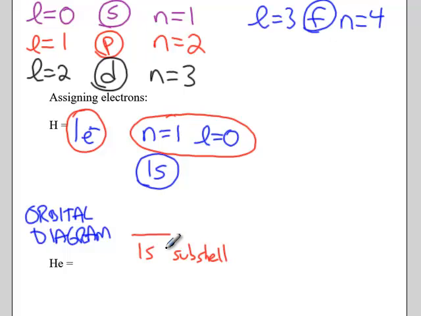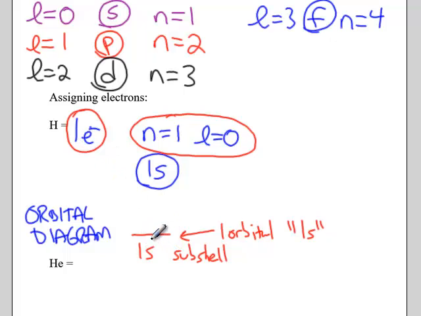1s is what we call the subshell, and this subshell has one orbital in it, which is also called the 1s orbital. So it's a little bit confusing that the subshell name is the same as the orbital name, at least at this level, but that's okay.